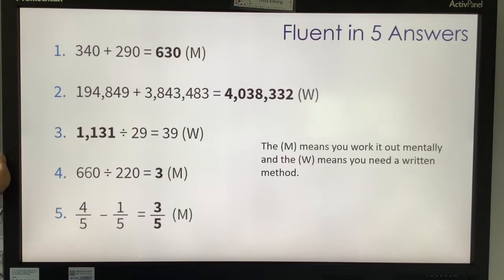Number 1 was 630. Number 2 was 4,038,332. Number 3, the missing number, 1,131. Number 4, 3, and number 5, 3/5. Well done if you got that right.